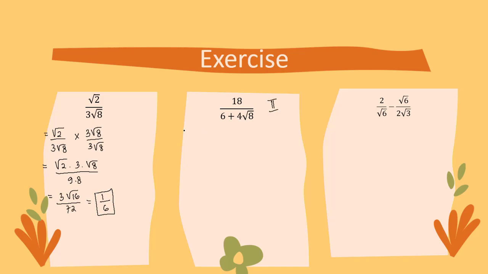Question number 2, you can use the formula number 2. So 18 over 6 plus 4 times square root of 8. You can do a calculation with multiply with the denominator, but you have to change the operation. In the equation, the operation is plus, so you have to multiply with minus. And you just need to do a calculation.